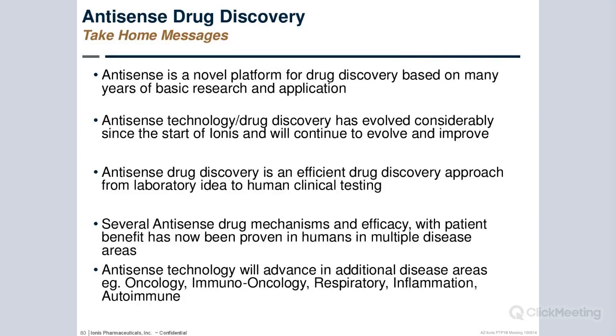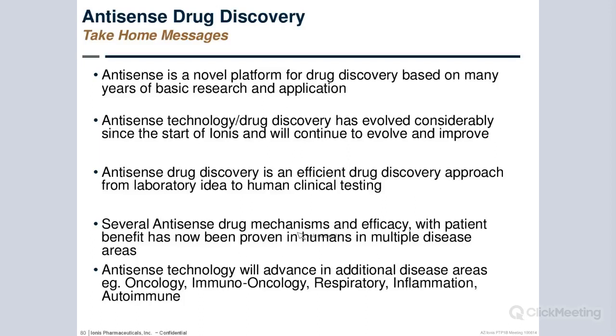So in summary, I hope I've communicated that Antisense is a novel drug discovery platform, but that it's taken a long time to get here, and Ionis has really weathered the storm to stay at the forefront. That it's an extremely efficient technology, both from the target validation, biology exploration aspect, but then maybe even more so in the translation of those learnings to the rapid identification of the human drug for testing.